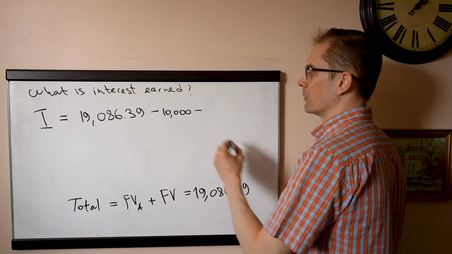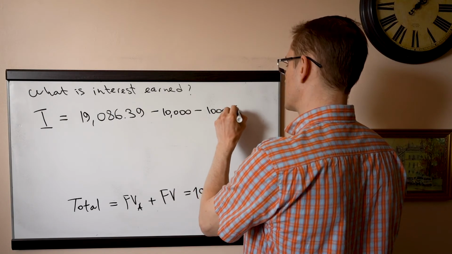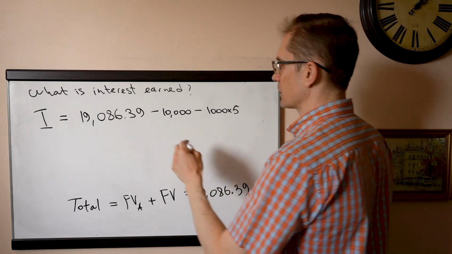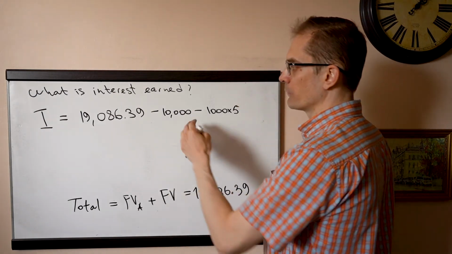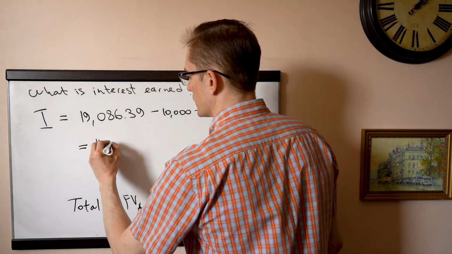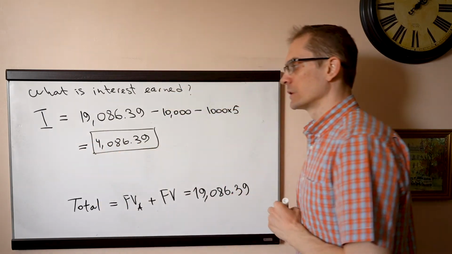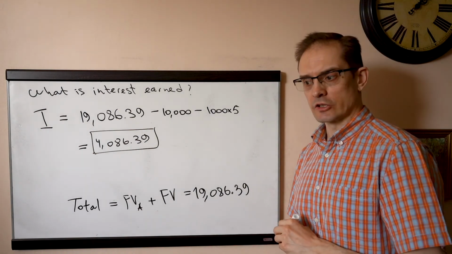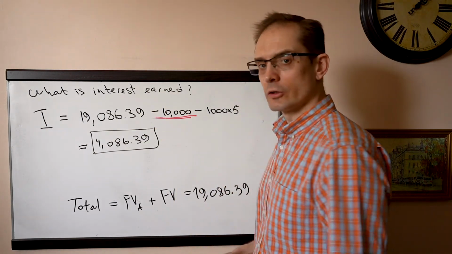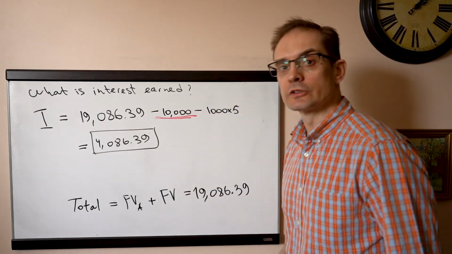investment, right? Minus all payments combined, which is 1,000 times 5, right? So there are also $5,000 worth of payments. So basically, we remove $15,000 from this transaction, so it's 4,086.39. So that will be the interest earned in this transaction. Just keep in mind here that the $10,000 was also taken into account because it also accumulated interest over this time.